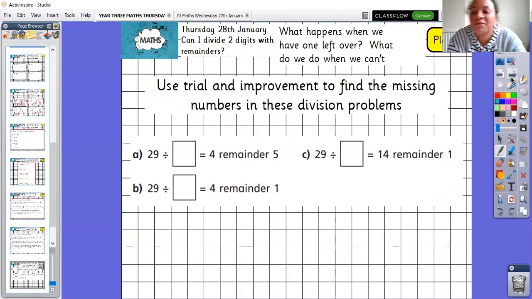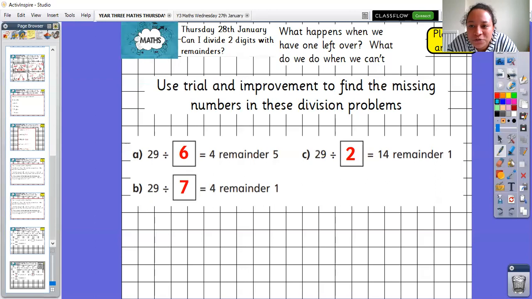Okay, now for this one, I've got a little bit of trial and improvement for you. So what you need to work out here is what the number 29 is being divided by each time to get these answers. So for example, 29 divided by something will give you 4 remainder 5. 29 divided by something will, in this instance, give you 4 remainder 1. Oh, slightly different there. 29 divided by something will give you 14 remainder 1. Pause the video here and give this challenge a go.